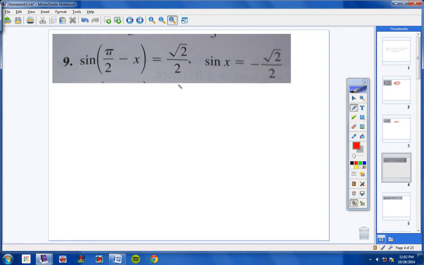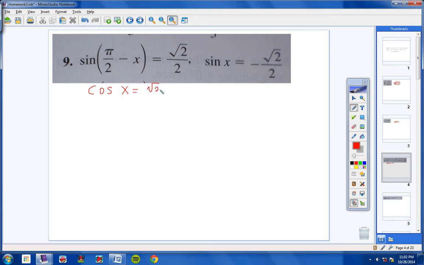Okay, the directions say to use the given values and identities to evaluate the other trig functions. So here we go, guys. Remember the cofunction identities. Whenever you have sine of 90 minus an angle, that's the same thing as the cosine of that angle.